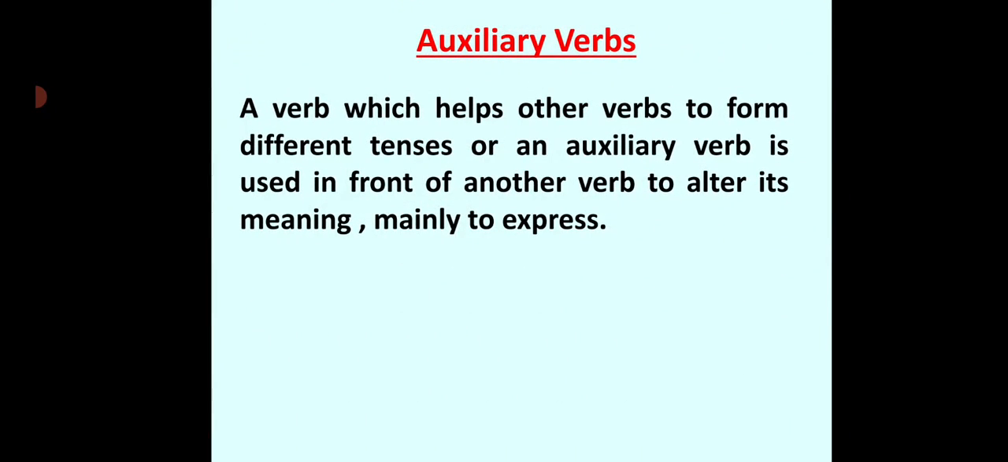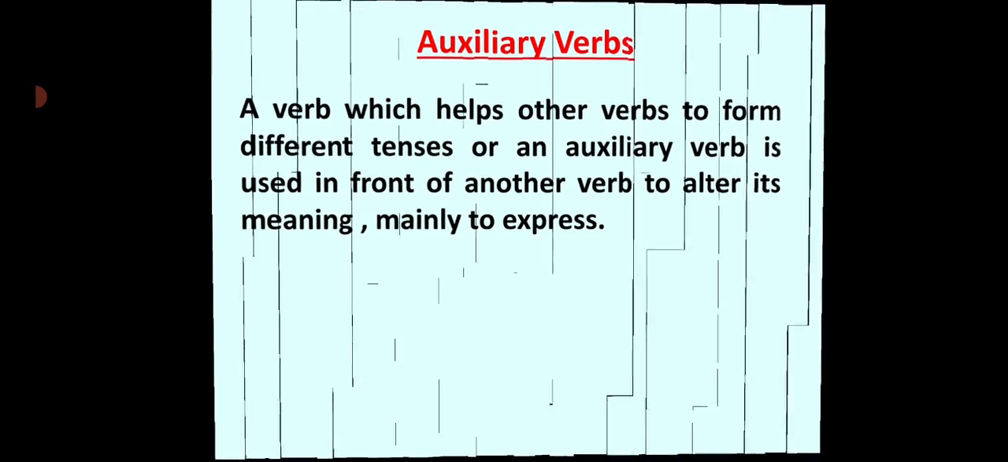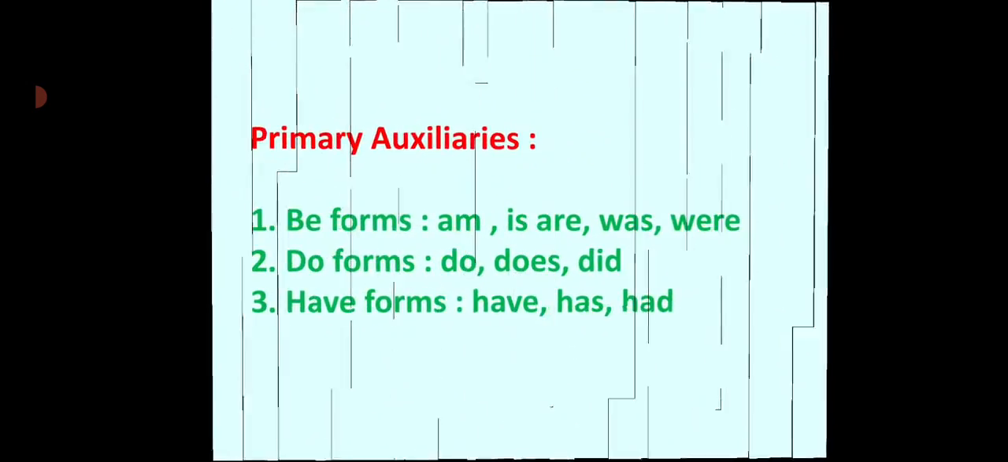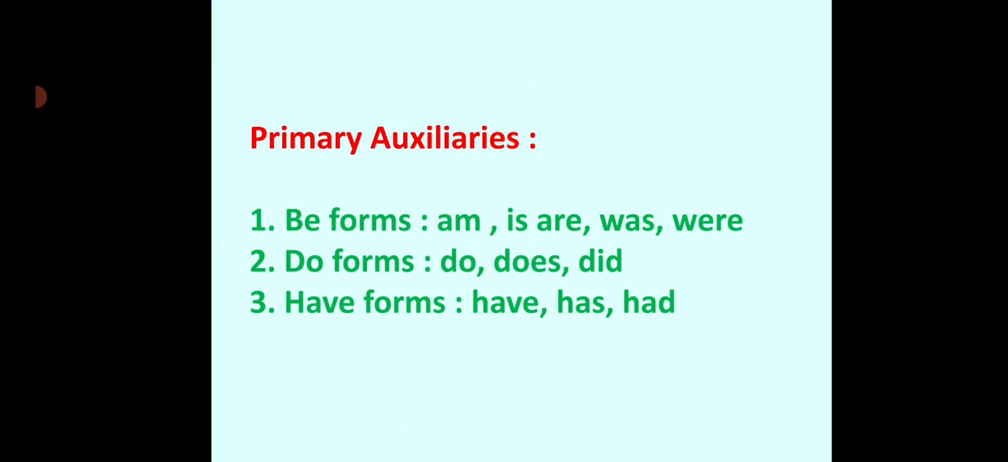Let us understand what is the meaning of auxiliary verbs. A verb which helps other verbs to form different tenses, or an auxiliary verb is used in front of another verb to alter its meaning. So my dear students, auxiliary verbs are helping verbs. They support the main verb in the sentence. Let us see what the auxiliary verbs are. My dear students, in auxiliary verbs there are two types, primary and modal auxiliaries.